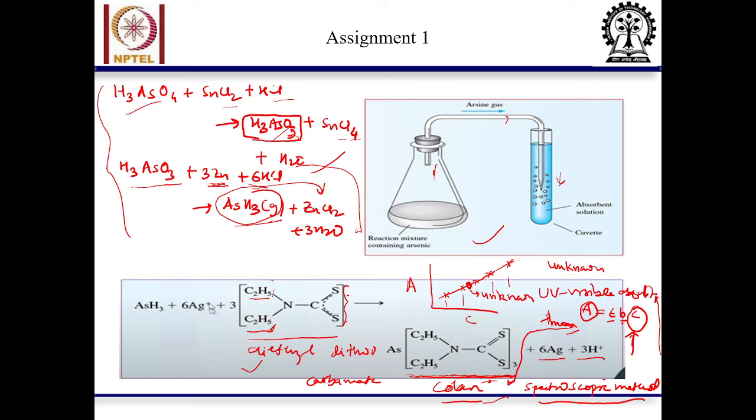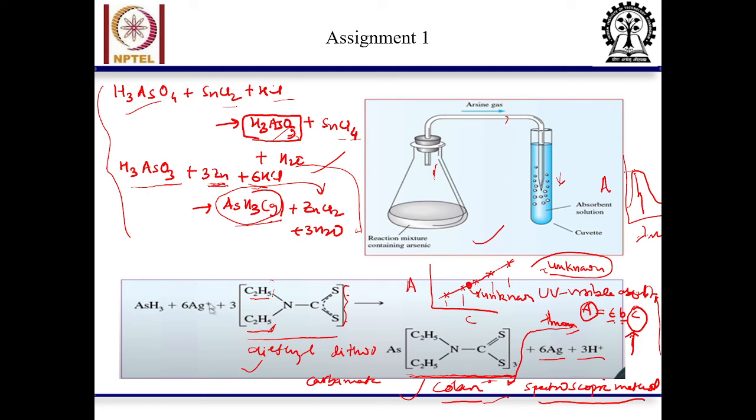To draw a line, we need a minimum of 5 points. So we take the 5 known concentrations and draw a line of absorption versus concentration. Then we will take the unknown sample of this arsine complex and record a UV-visible absorption spectrum, and suppose it looks like this. So this is your lambda max, and this is the absorption. Now suppose this is the unknown sample absorbance.